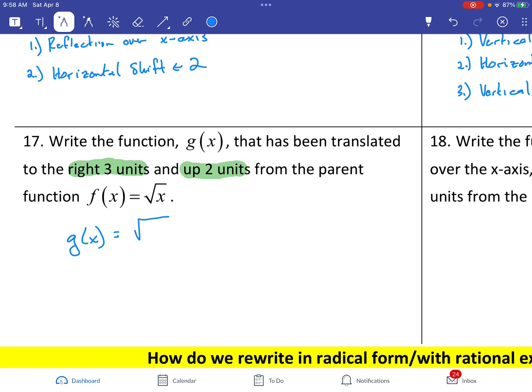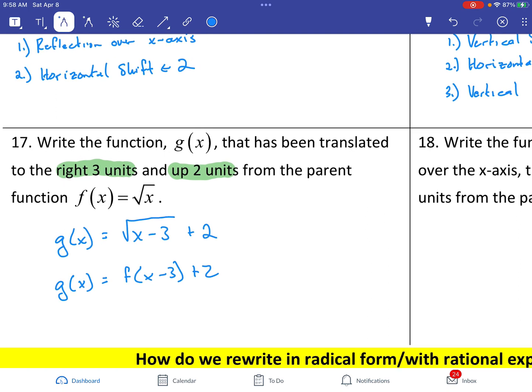So we have the square root of x. To the right by 3 units means minus 3, and up by 2 units means plus 2. The other way you could write it is as a function of the f function. So if you did f of x minus 3 and then plus 2, this would be the same thing. Either one would be fine, whichever one works best for you.